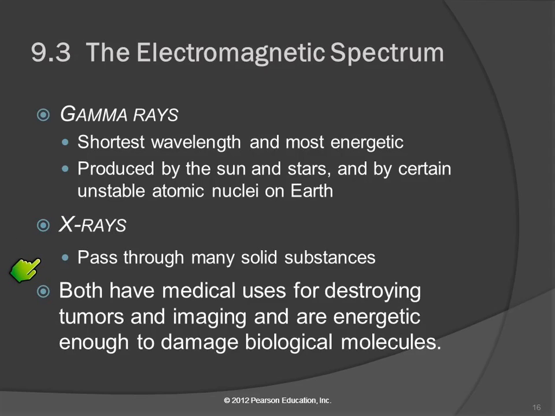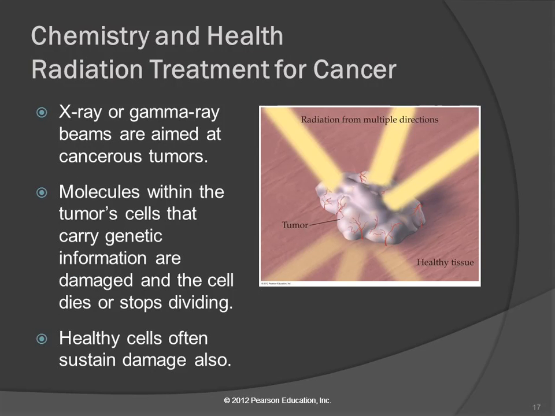X-rays have less energy, slightly longer wavelengths, but they do have enough energy to pass through many solid substances. And so they're used in imaging, to see if you have a broken bone. They're going to pass through your bones not as well as through the rest of your tissue, and so they can give a picture of the insides of you. So both X-rays and gamma rays have uses in medicine. They're useful for imaging, they're useful for destroying tumors, but they also damage biological molecules, so they can be pretty dangerous.